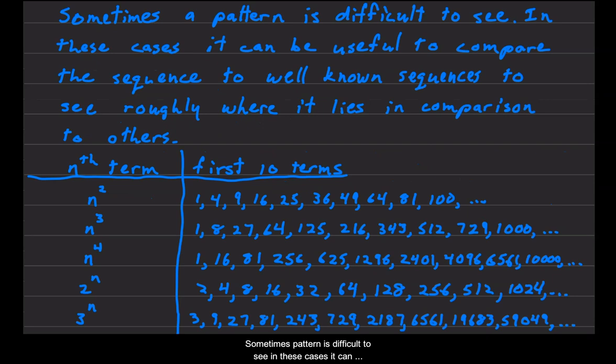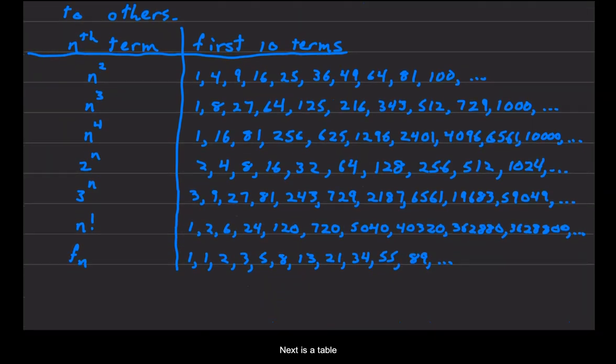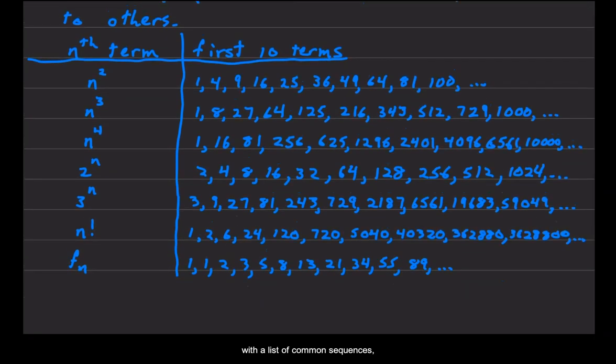Sometimes a pattern is difficult to see. In these cases, it can be useful to compare the sequence to well-known sequences to see roughly where it lies in comparison to others. Next is a table with a list of common sequences and their first 10 terms. So we'll look at n squared, n cubed, n to the fourth, 2 to the n, 3 to the n, factorial, and the Fibonacci sequence. And you can see all the values that are listed there.